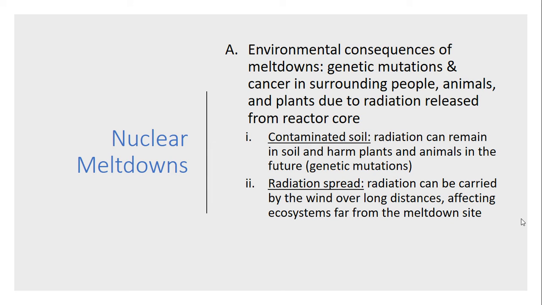We can also see some abiotic factors being impacted, such as the soil, which can actually hold on to the radiation and further harm plants and animals in the future. We can also see the radiation be spread by wind over long distances and even affect farther ecosystems, even from the meltdown site.